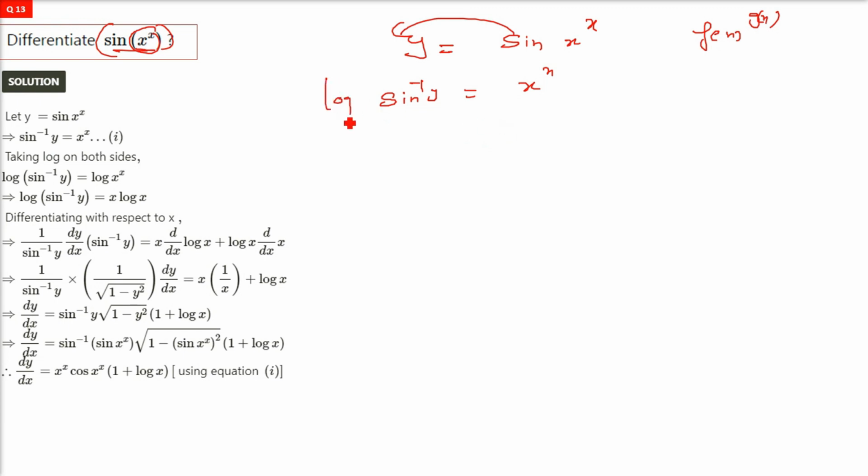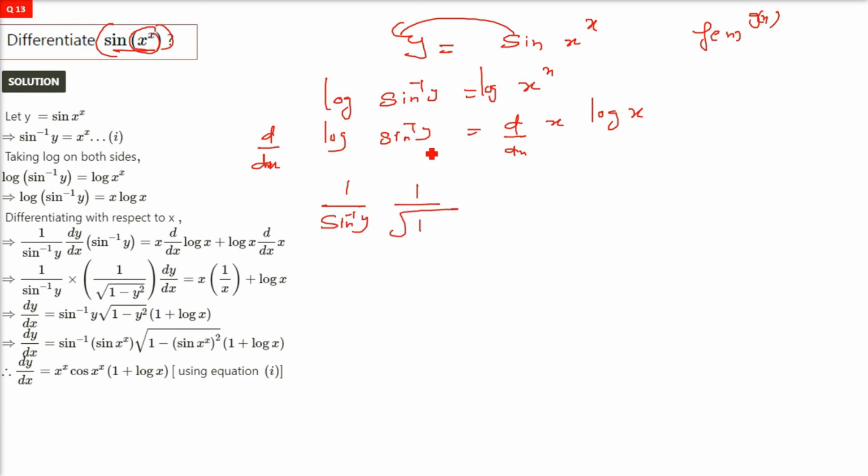Now apply the log. So this x comes in front, x log x, it will be log of sine inverse y, sorry. Now d by dx of this, log of sine inverse y. Here also d by dx. Log of sine inverse y will be 1 by sine inverse y, and differentiation of sine inverse y will be 1 by under root 1 minus y square, and then dy by dx. It is not always that on the left you will get 1 by y dy by dx. It depends on the question also, what you are going to get on the left hand side.